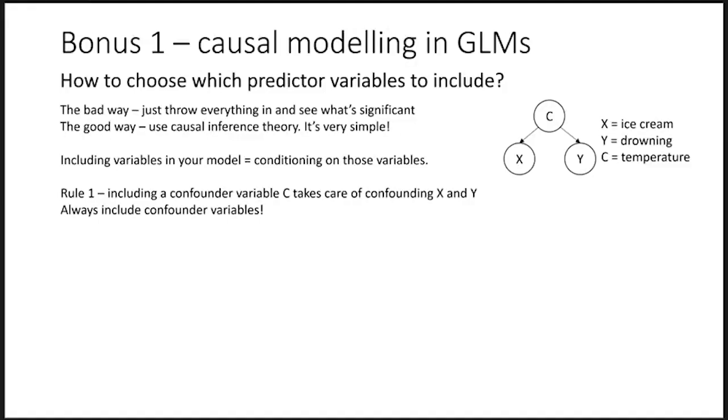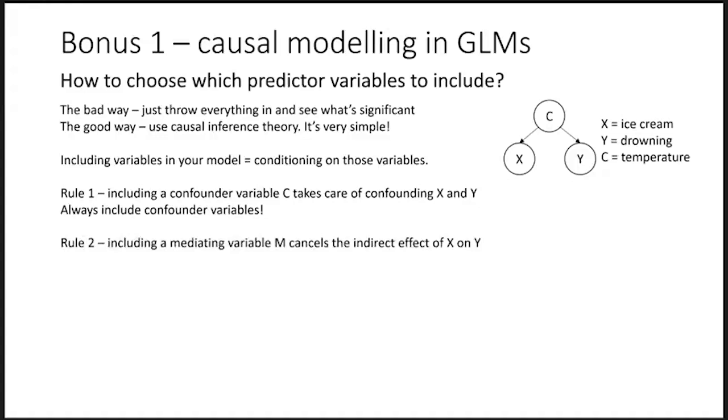A significant beta. But if you include the temperature in your model, you will see a significant correlation between temperature and drowning, but no significant correlation between ice cream and drowning. It will take care of the confound, okay? So always include confounder variables. Easy rule. Anything that can confound the model that you measured, include them, okay?